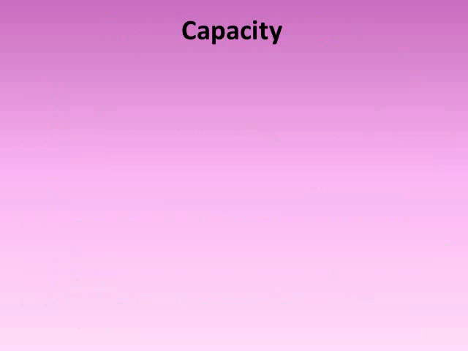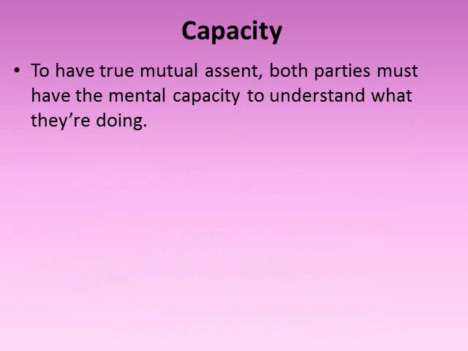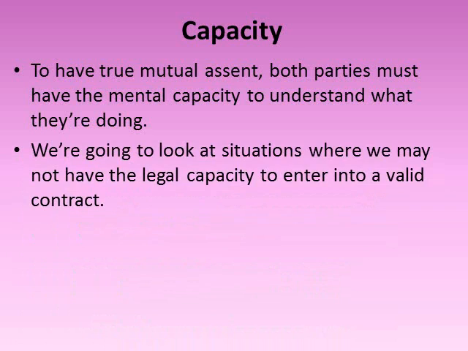Now we're going to shift gears just a little bit and start talking about capacity. In order to have true mutual assent to a contract and to have a valid contract, both parties must have the mental capacity to understand what they're doing. So we're going to look at situations where we may not have the legal capacity to enter into a valid contract. In other words, there's something that is preventing one of the parties from having enough mental with-itness to understand exactly what they're getting into when they agree to a contract.